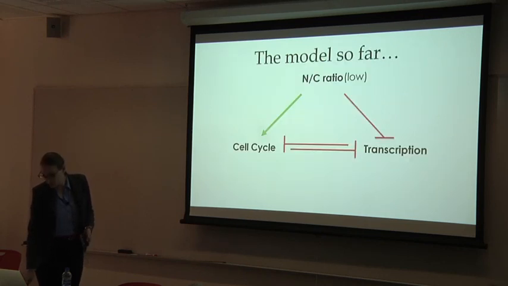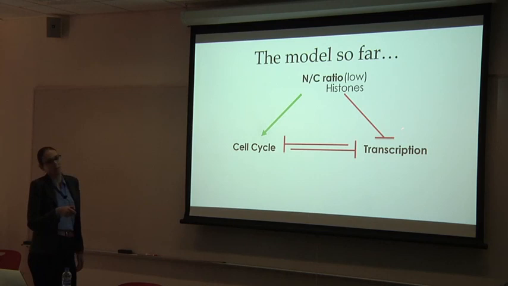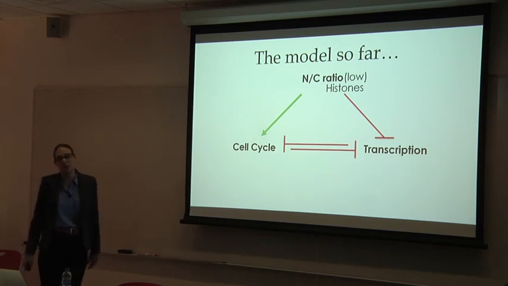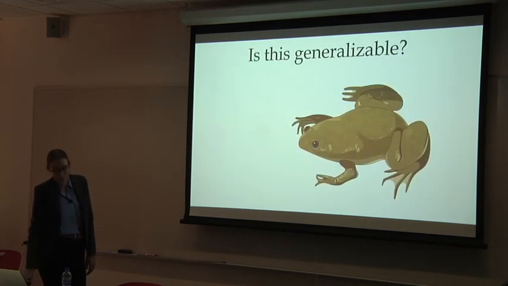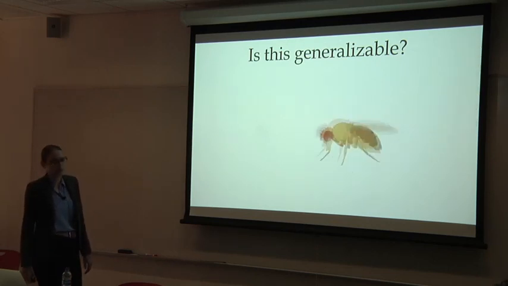Okay, so let's add this to our model. We have histones inhibiting transcription. So we're going to add histones, and then we're going to strengthen this arrow because that was direct in the extract. There were no cell cycles in this extract. All right, so at this point, I left my PhD and left frogs and moved into Drosophila.